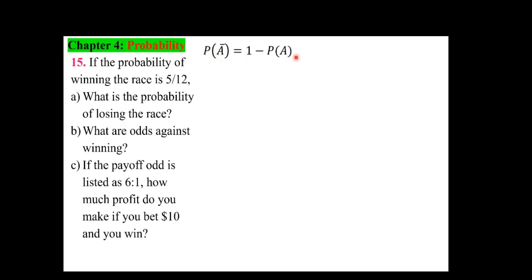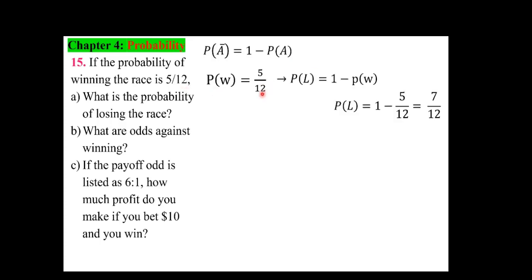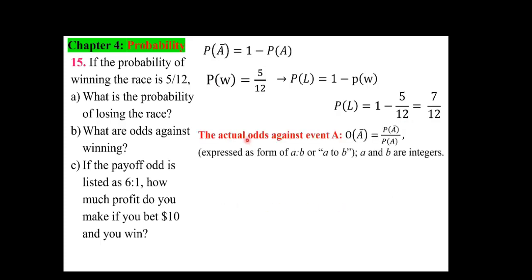So if the probability of winning is given 5 over 12, then probability of losing would be 1 minus that. So 1 minus 5 over 12, common denominator is 12. 12 minus 5 is 7 over 12. Definition of odds against would be probability of A complement over the probability of an event. So the actual odds against event A, O represents the odds, against is A complement, is probability of A complement over the probability of A.